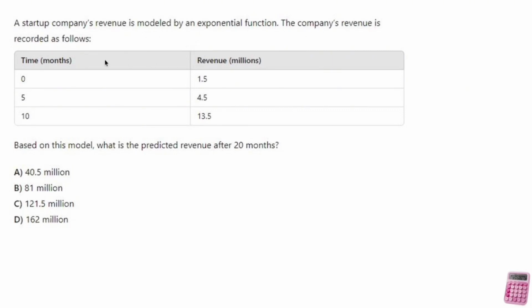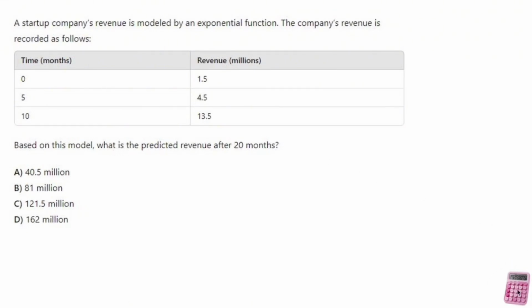A startup company's revenue is modeled by an exponential function. The company's revenue is recorded as follows. We've got time as 0, 5, and 10. We've got revenue in millions, by the way, so we'll have to deal with that when we have to deal with that. 1.5, 4.5, 13.5. Based on this model, what is the predicted revenue after 20 months?